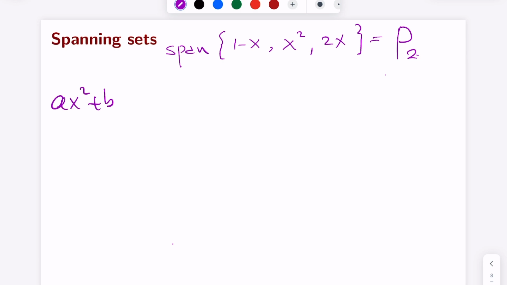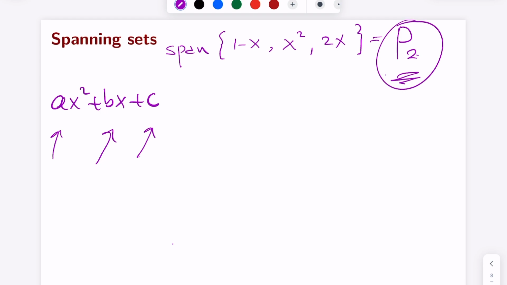ax squared plus bx plus c. That will be a generic polynomial of degree less or equal than 2. So when we put here any a, any b, and any c, we obtain a polynomial of degree less or equal than 2. So for instance, if we put 0, 1, 1, we obtain the polynomial x plus 1, which is a polynomial of degree less than 2. Okay, so any polynomial of degree less or equal than 2 is going to be written in this way.